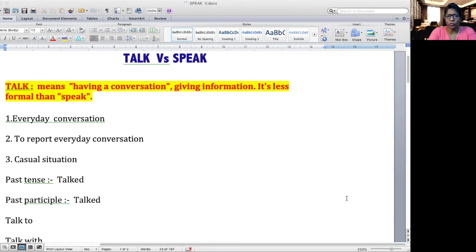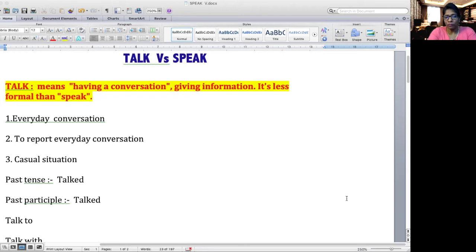Sometimes you can use the word talk to report an everyday conversation. Suppose you were in a meeting or in some discussion, and you want to give a report to somebody. So you can use the word talk: he talked like this in the meeting, right? Casual situations: I think you can understand casual situations. Anywhere, it could be within your family or among your friends or neighbors, wherever you have general discussions. All this comes under the category of casual situations. So please note, you can use the word talk.